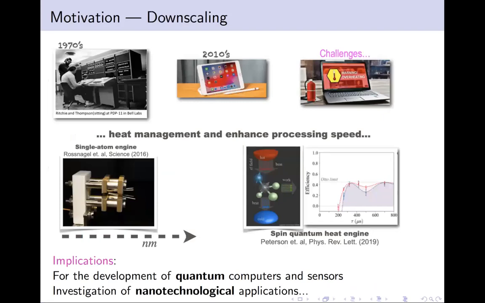So if we look over the years, the technology has gone quite remarkable in downscaling sizes of our electronic devices. For instance, we are all having smartphones or tablets, and this in the 70s used to be huge mainframe devices. But in principle, the challenges being faced by every one of these electronic devices and our laptop is mainly how best can we manage the heat, as well as increasing the processing speed.